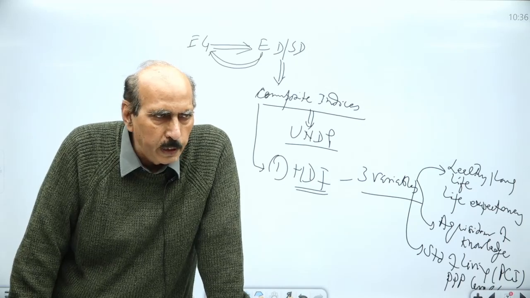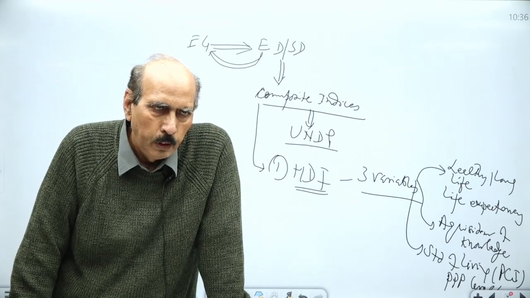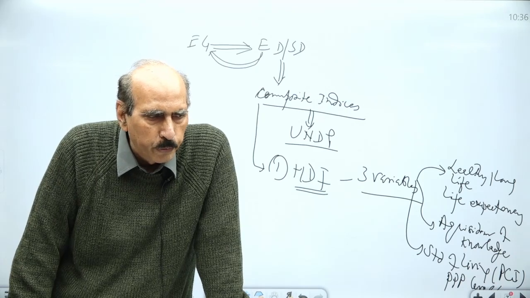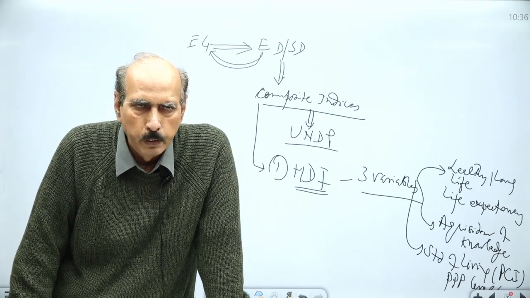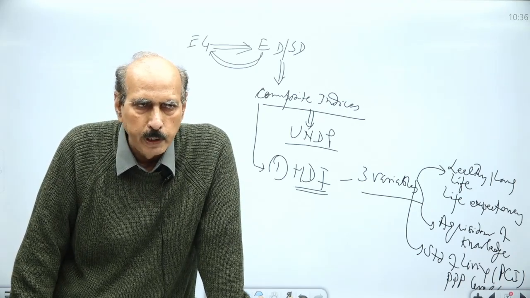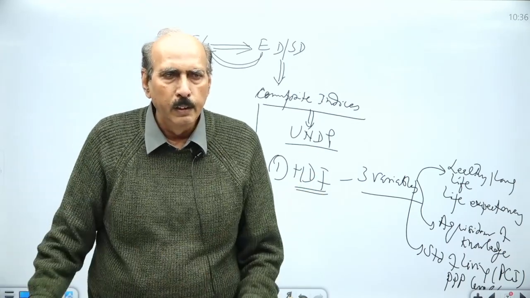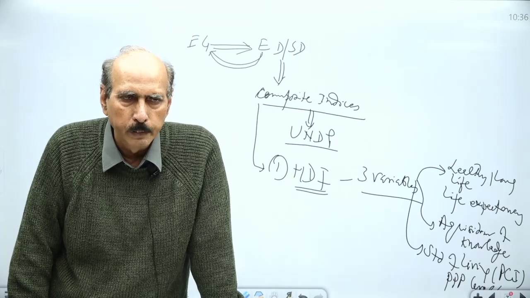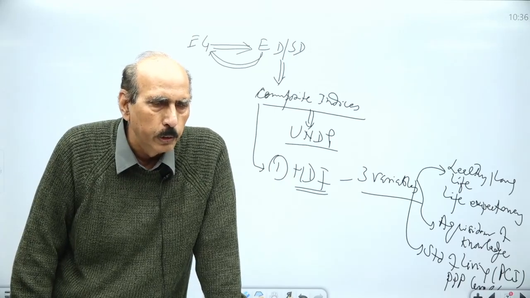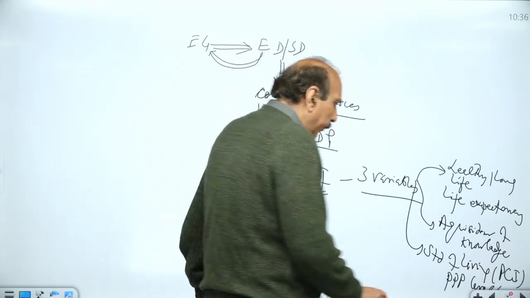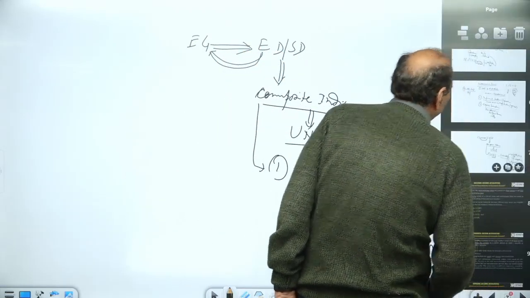So the three measures are taken, but these three measures are measured in different terms. The units are different. इनको आपको combine करके एक figure में convert करना है. Therefore, we have to convert them into indices. So what has UNDP done?